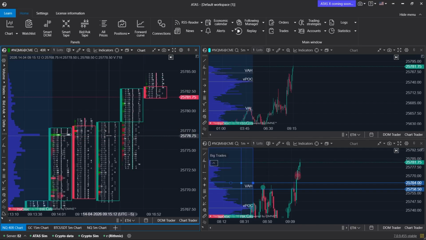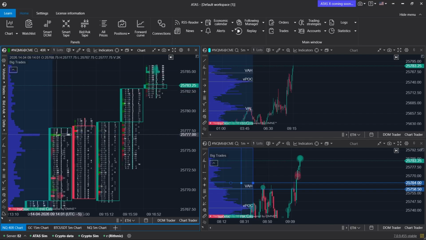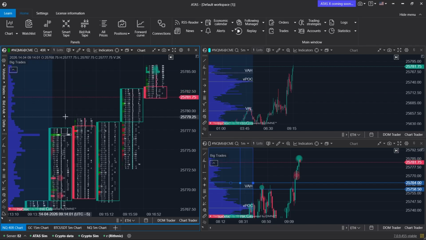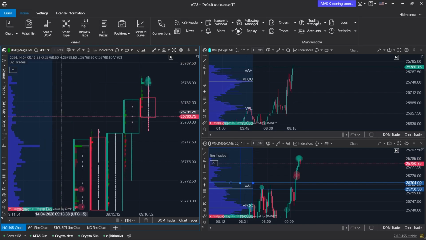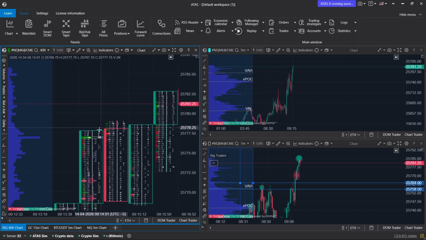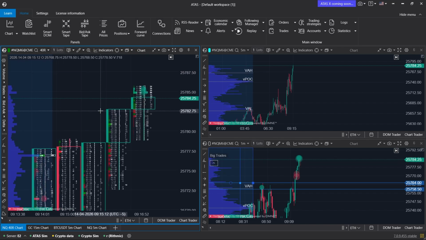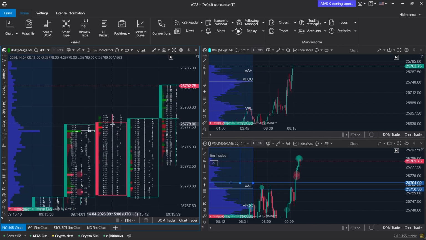You can see there are big buyers at this level also. Like 228 trades were placed at this level. But these are not the sleeper buyers. They are like active buyers. So sorry, not active buyers.